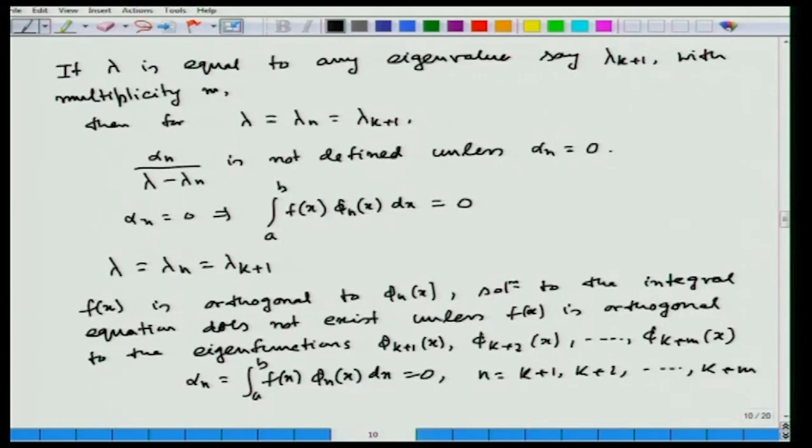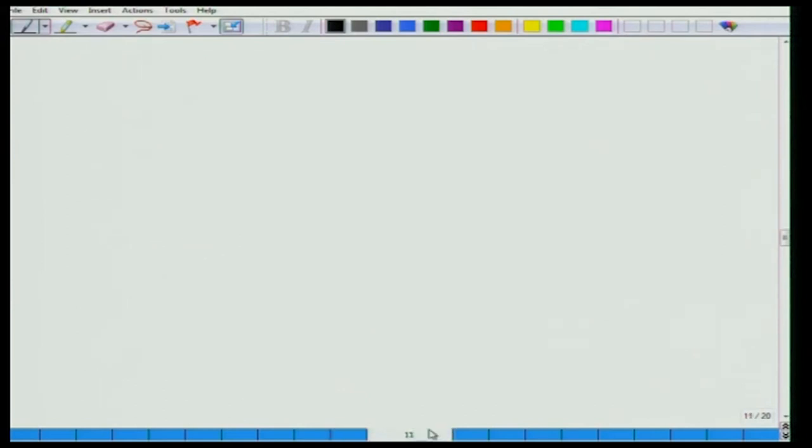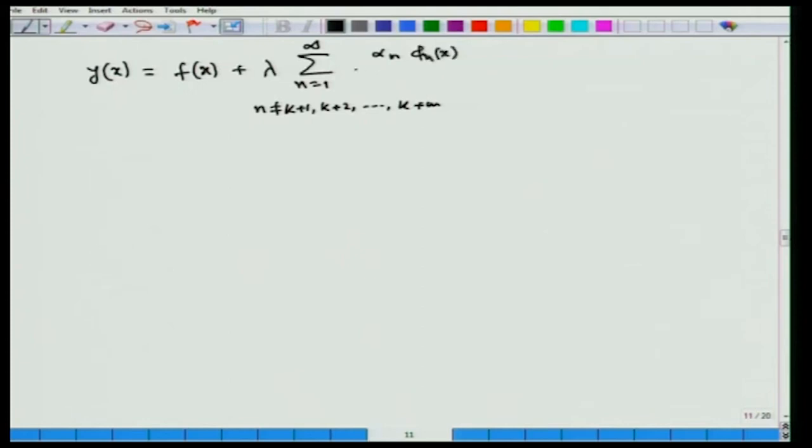If this condition is satisfied, that f(x) is orthogonal to each of these eigenfunctions phi_{k+1}(x) to phi_{k+m}(x), then we can write the solution to the given problem as y(x) equal to f(x) plus lambda times the summation n running from 1 to infinity, n not equal to k+1, k+2 up to k+m, alpha_n phi_n(x) divided by (lambda_n minus lambda), plus the summation j running from k+1 to k+m of c_j phi_j(x), where all these c_j's are actually arbitrary constants.